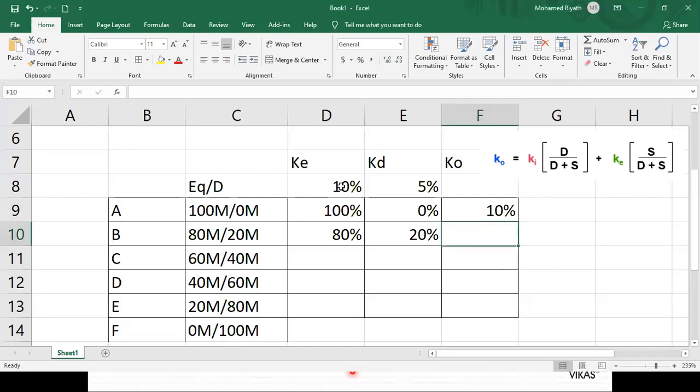Others? How did we get 9% here? It equals 80% into 10% plus 20% into 5%, right?